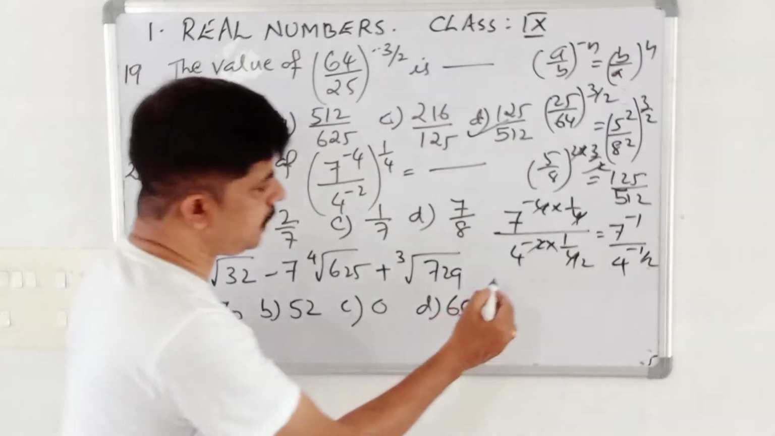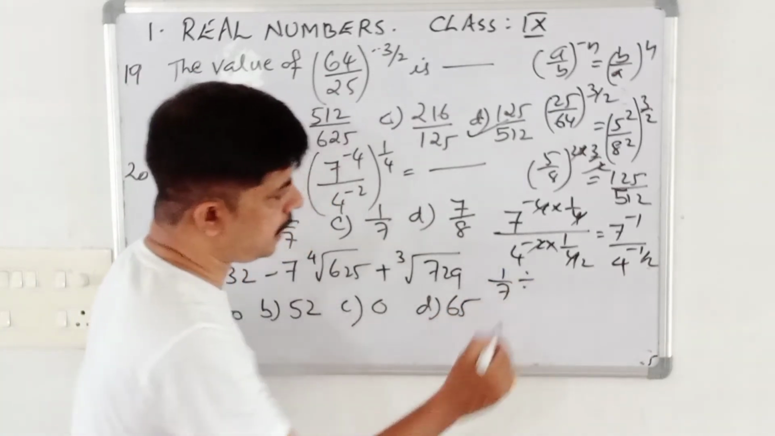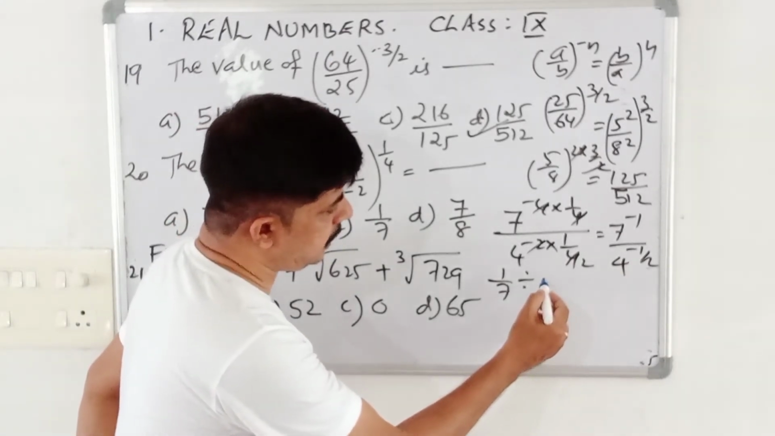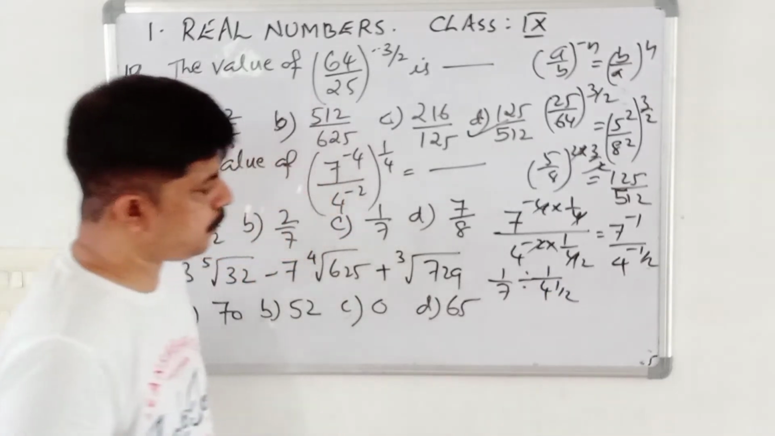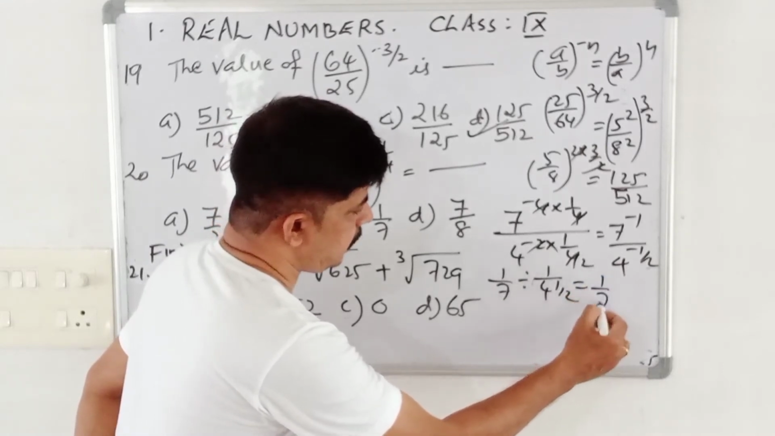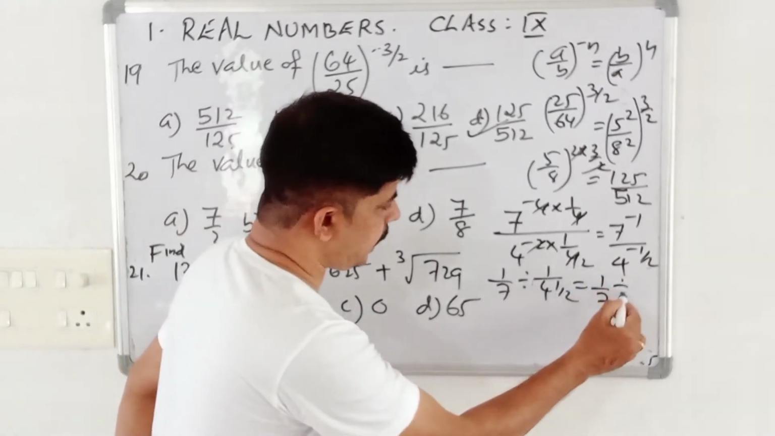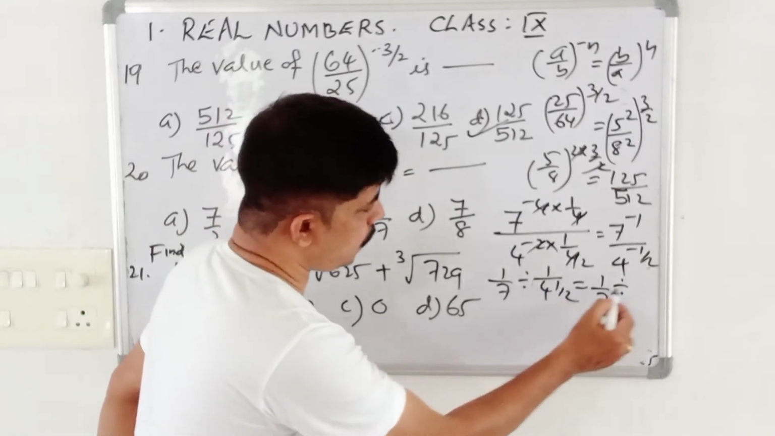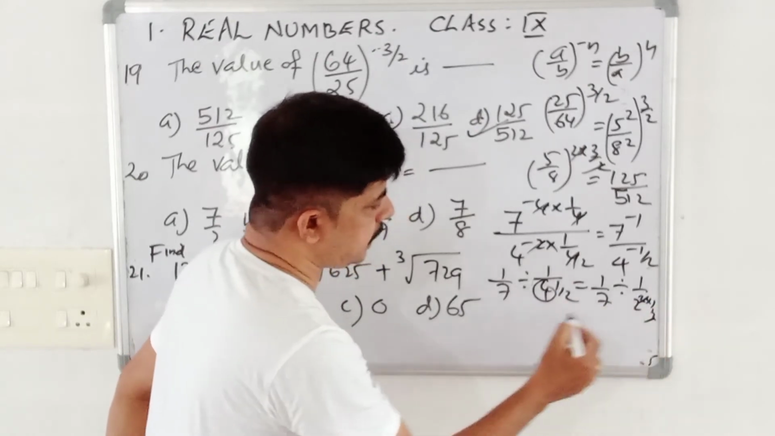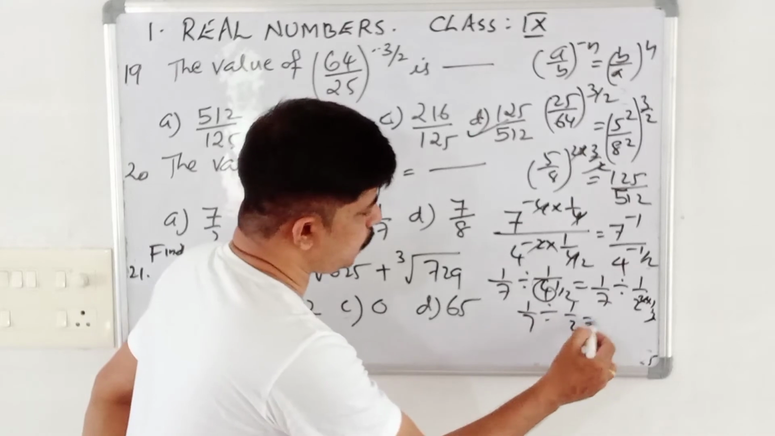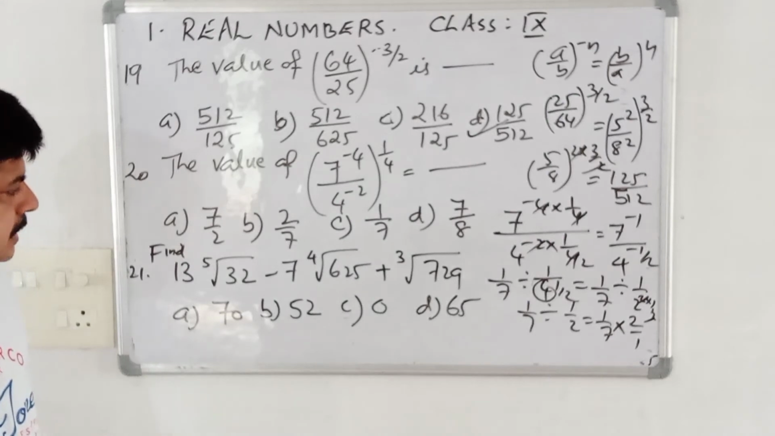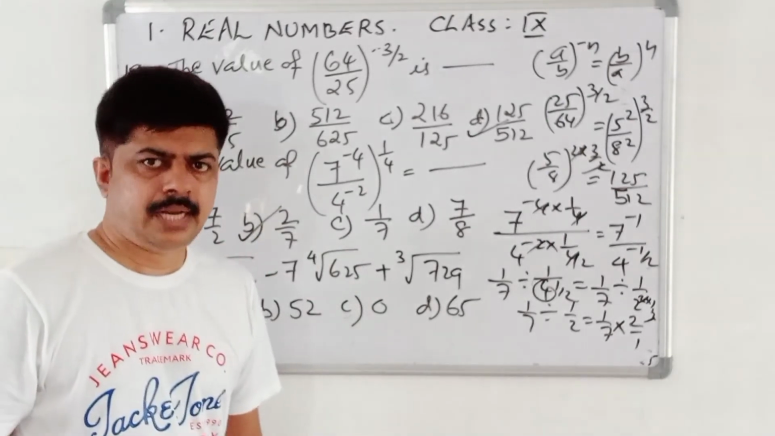The 7 raised to negative 1 can be written 1 by 7, divided by 4 raised to negative 1 by 2, which can be written 1 by 4 raised to 1 by 2. That means we can simplify further: 1 by 7 divided by 4 raised to 1 by 2. What is the square root of 4? It is 2. 4 can be written 2 square into 1 by 2. 2 is cut. Therefore 1 by 7 divided by 1 by 2, which is 1 by 7 into 2 by 1. Therefore our answer becomes 2 by 7. Which is the correct answer? Option B is the right answer.